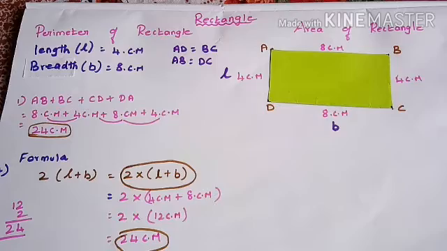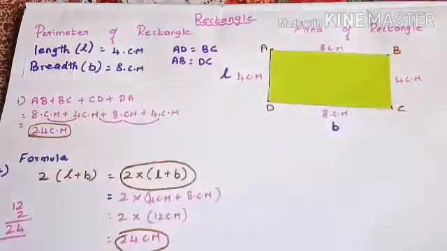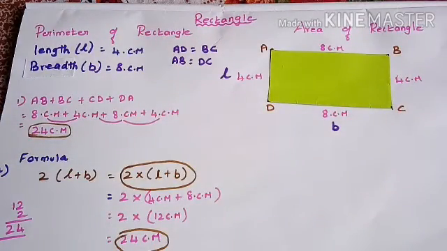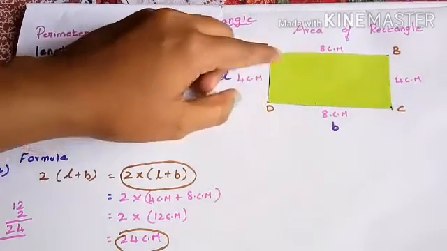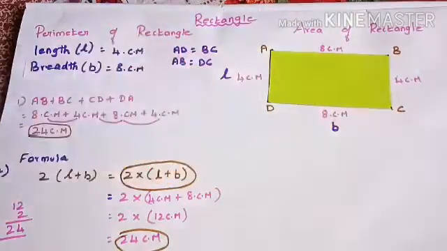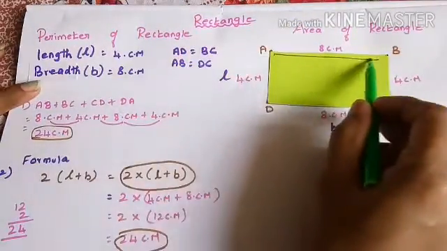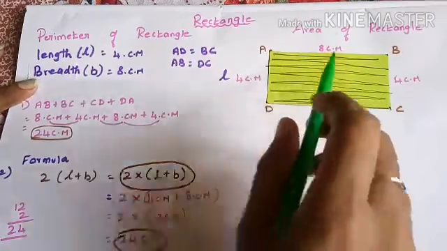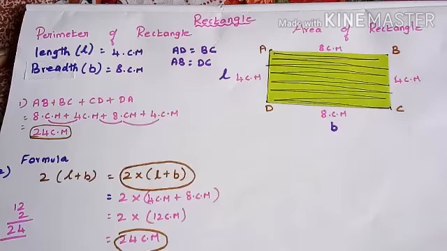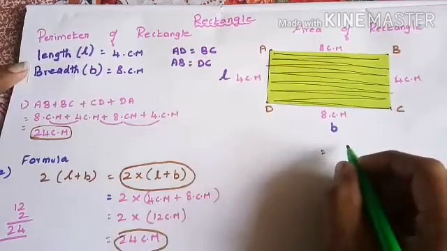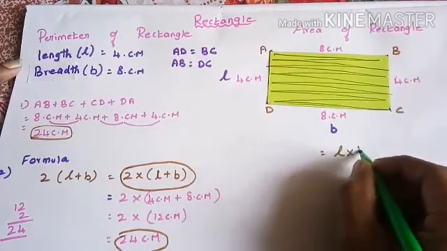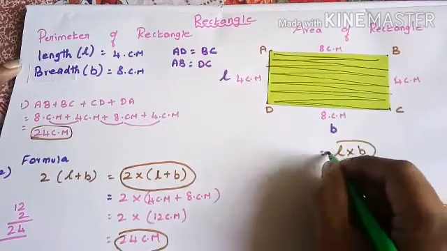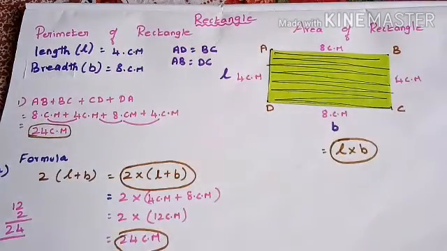Okay, so now we are going to find the area of rectangle. How to find the area of rectangle? Students, this is sides. You all know this is sides, right? So what is area? Area means this part. This part is area. What is the formula of area of rectangle? Formula is L into B. So this is the formula of area of rectangle.